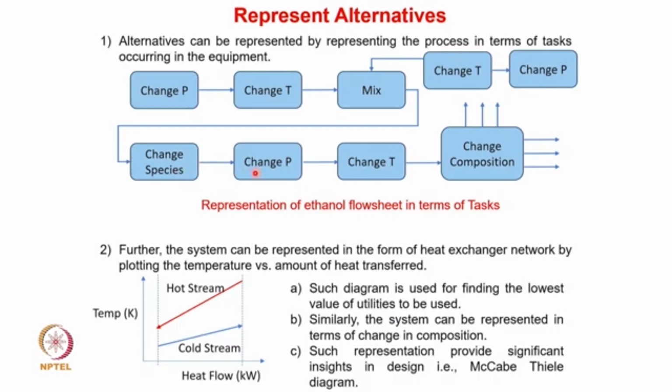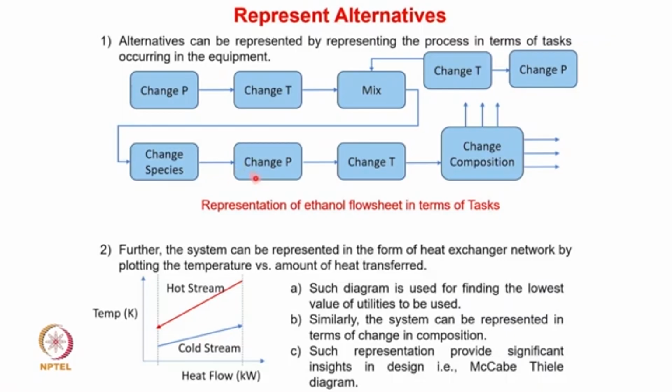exchanges heat with the water to recover the heat generated during the reaction. So for that, change in P and change in T will be performed in the flash unit as well as in the heat exchanger, and finally the cooled product stream is then separated in the distillation column to remove the product as well as the waste products.